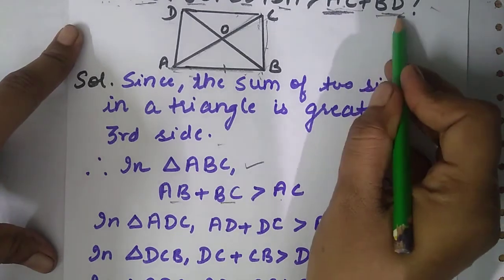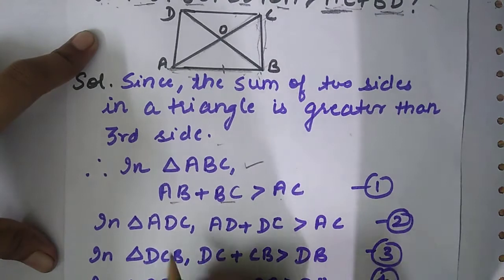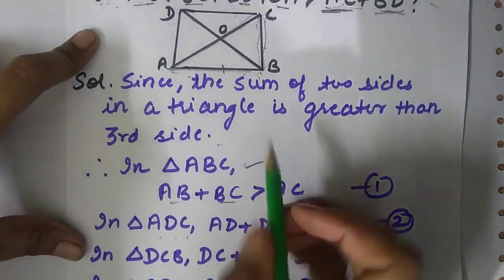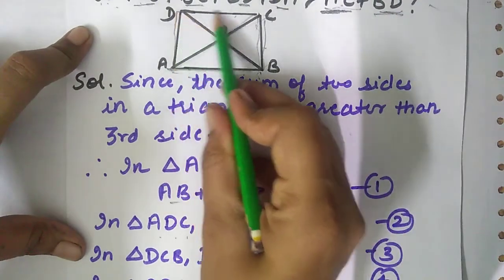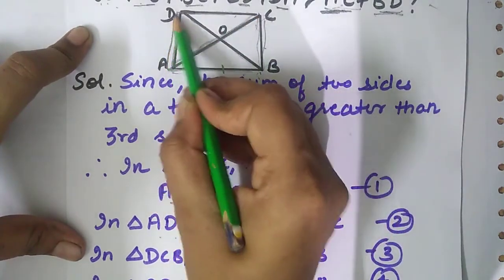Now I need BD also. So I will take this triangle ADC. Sorry, next I am taking ADC, this triangle.